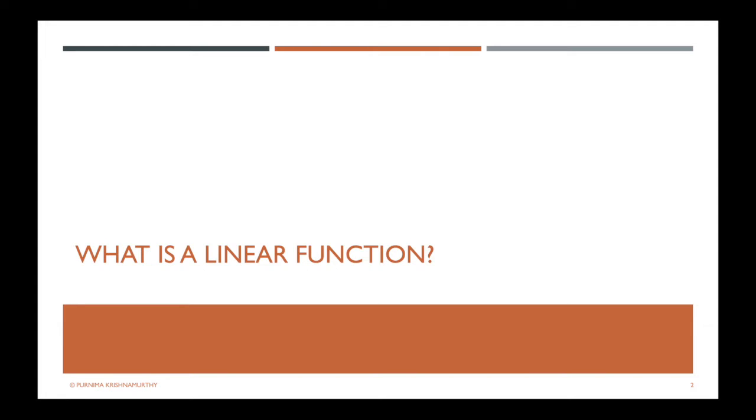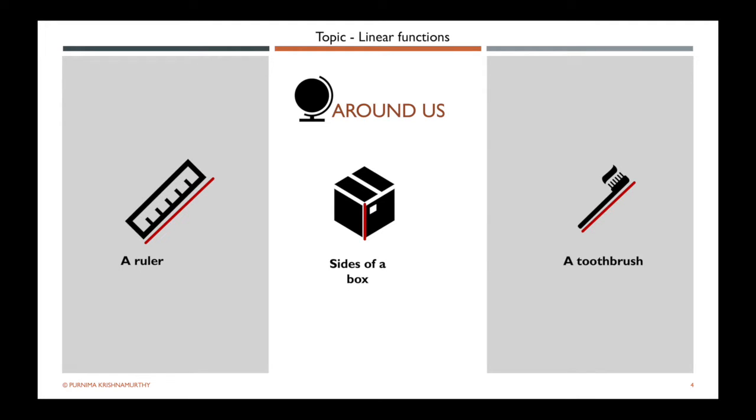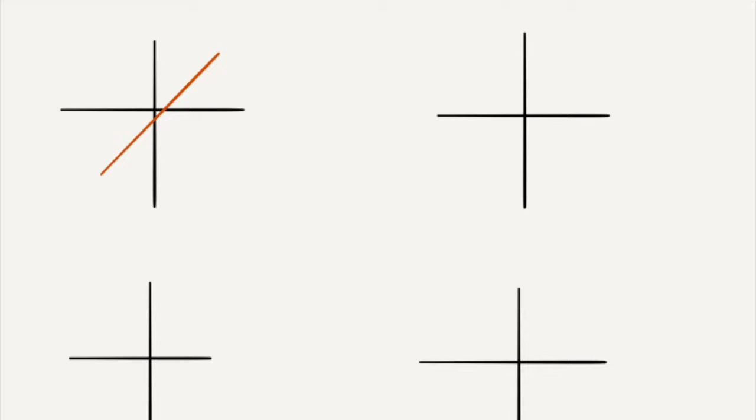A linear function is any function that is a straight line when it's graphed. This means that the line has no curves or twists. For example, this line is a linear function because it's straight and has no curves or twists. So is this line. It's a straight line with no curves or twists.